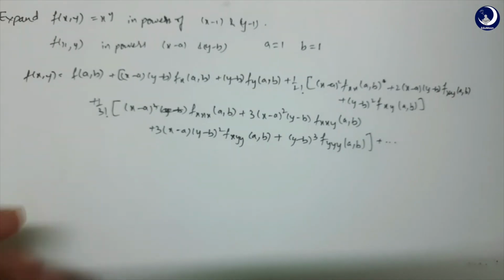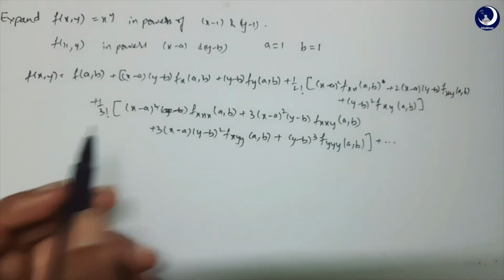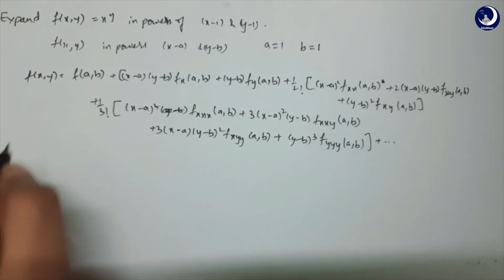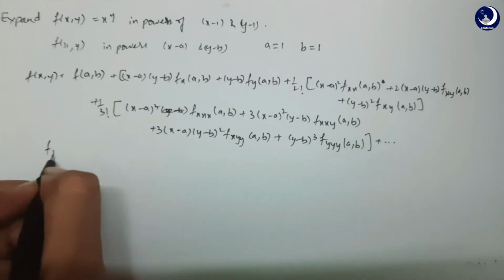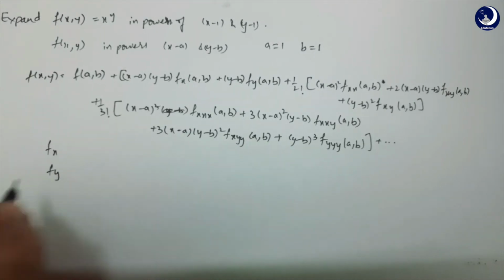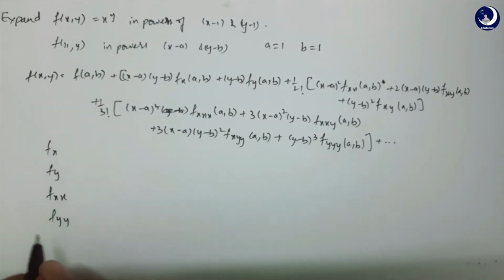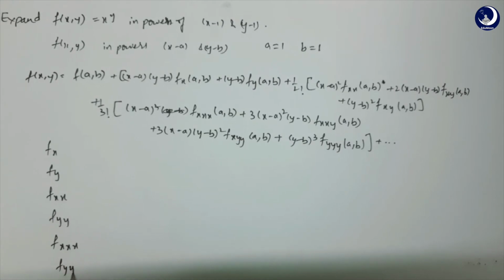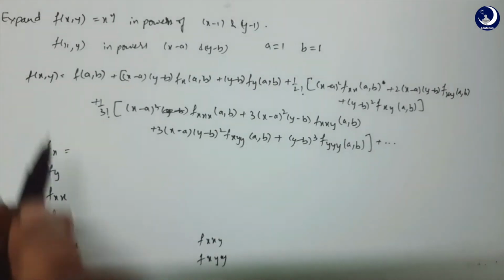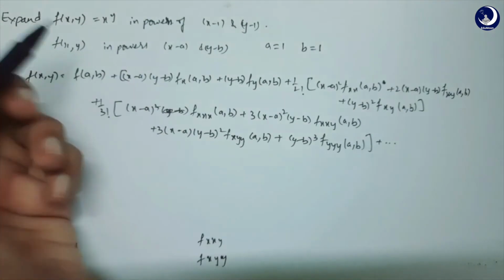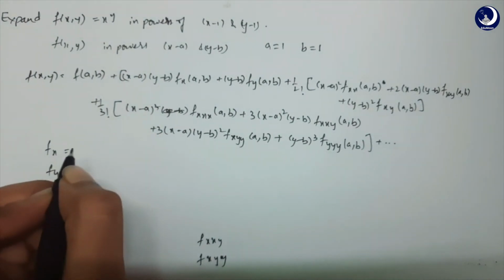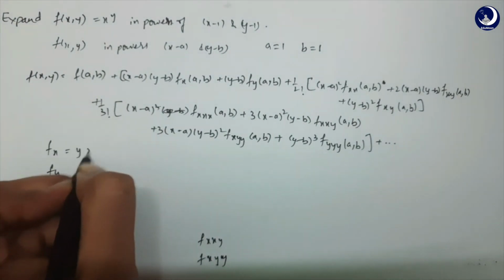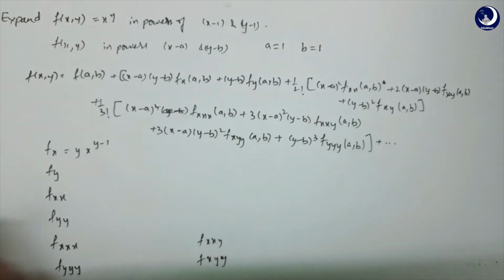So let's just find all the derivatives first, then substitute the values and then substitute it in the formula. So we're going to find f_x, f_y, f_xx, f_yy, f_xy. So f_x, our function, we are partially differentiating it with respect to x. So that would be y times x to the power y minus 1.